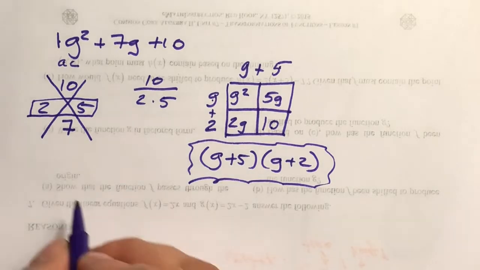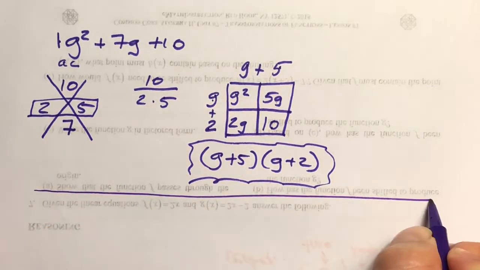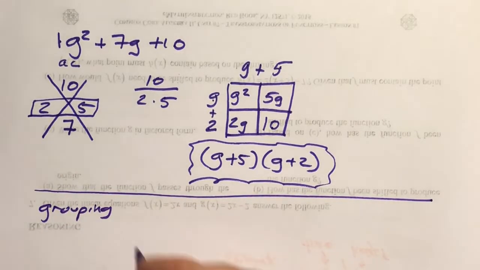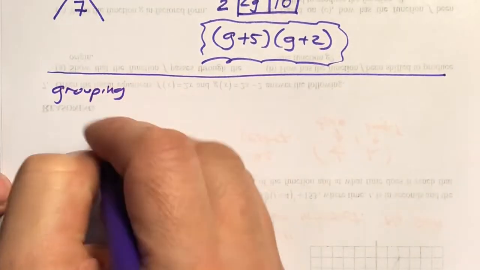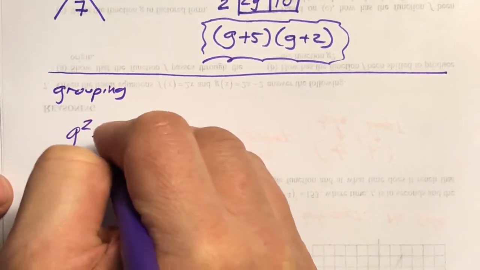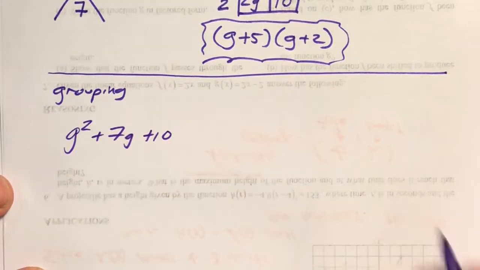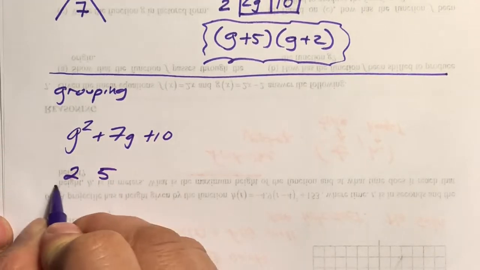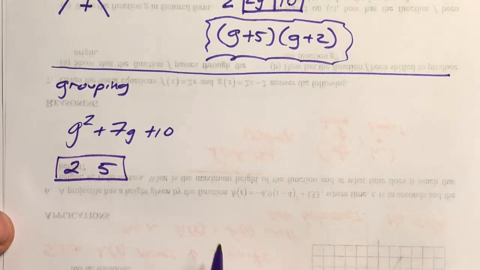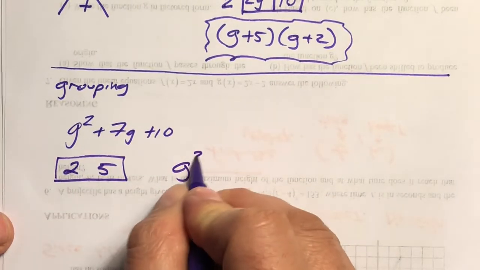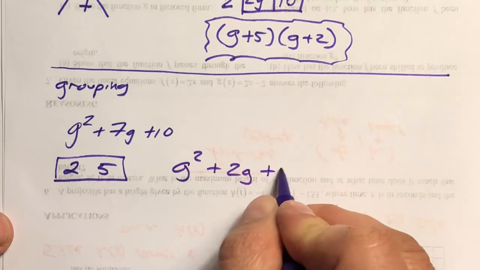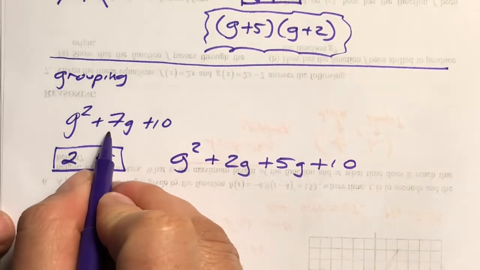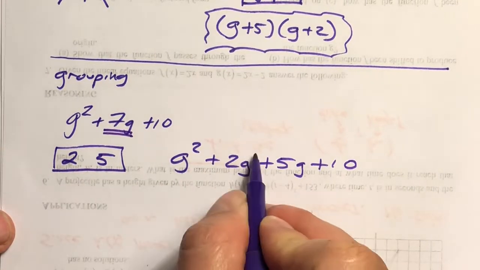Now, let's do the same thing, but let's use the grouping method. Same one: G squared plus 7G plus 10. We already know what my two factors are. We're going to use 2 and 5, because we already did that up there. So let's group: G squared plus 2G, 5G plus 10. Remember, I took this 7G and split it up into those two.